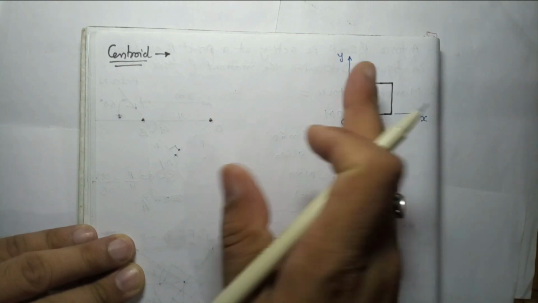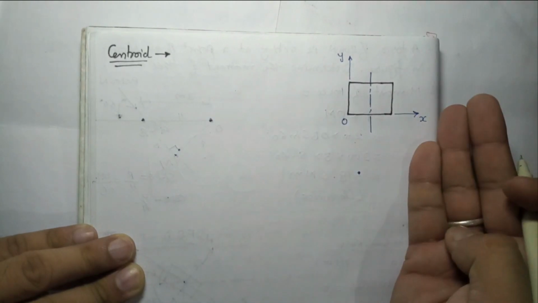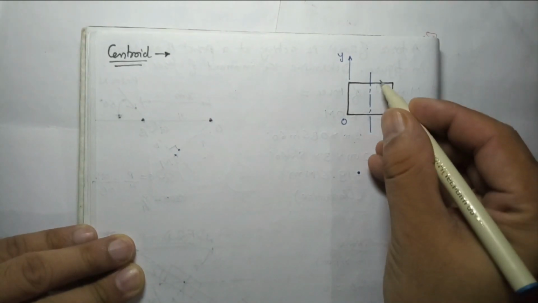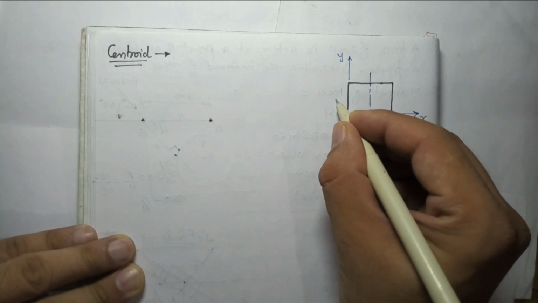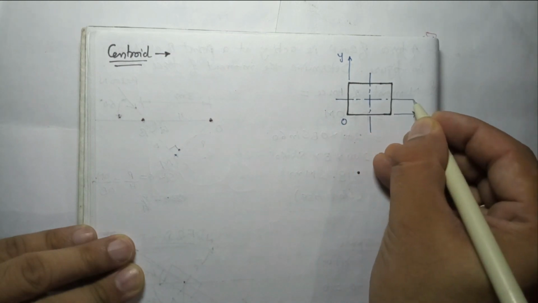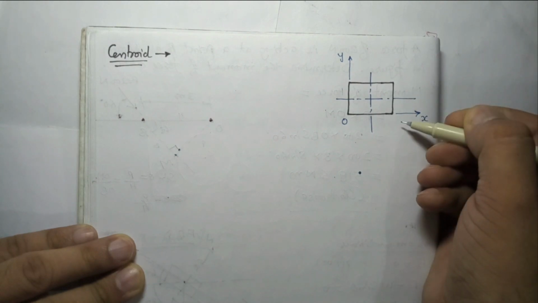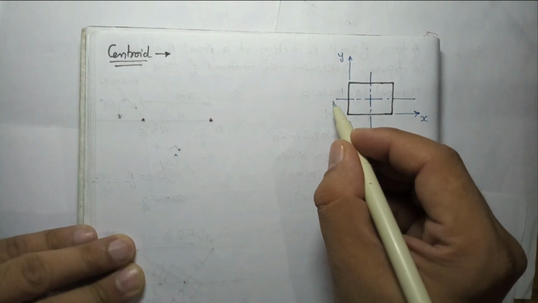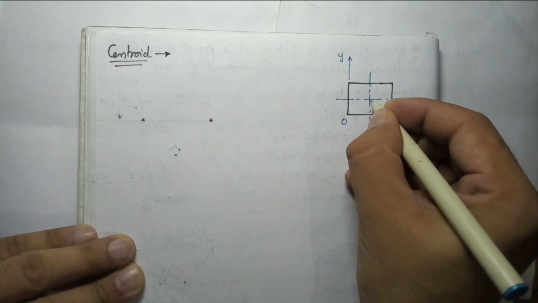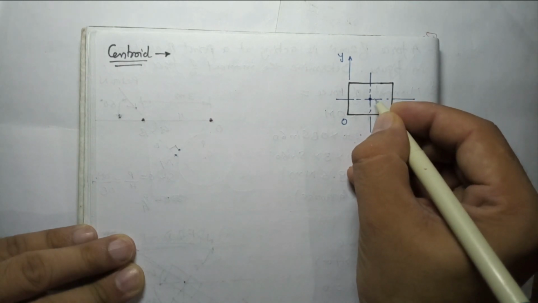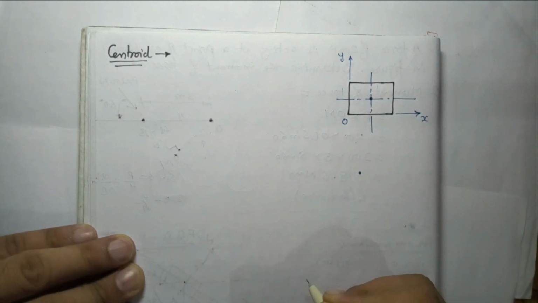Whatever area is on this side, the same area is on that side, so the centroid will lie on this line. Same if I draw a horizontal axis, it will also be symmetrical about that axis. So the centroid will lie on this line and on this line. From this geometry we can directly say it will lie on the intersection of these two center lines.